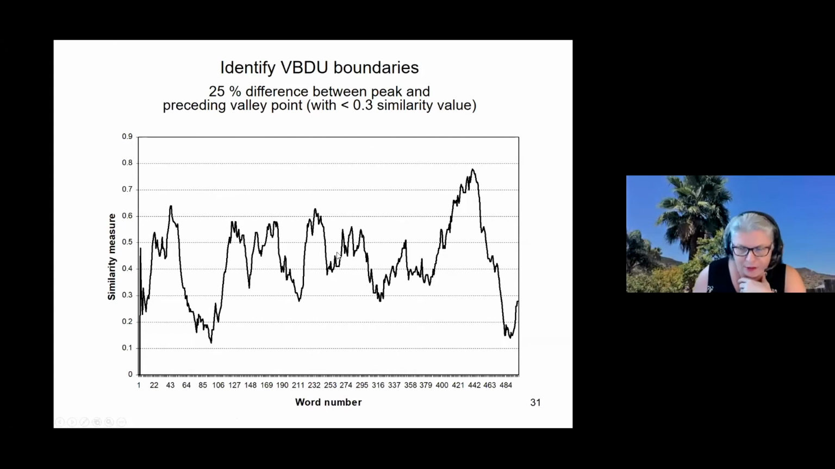But I also had to determine, once again for this register, that a similarity value of 0.3 would help me determine the real units rather than just some pseudo units like this one would be. I don't know whether you can see my cursor. Can you see my cursor? So I'm just showing this.